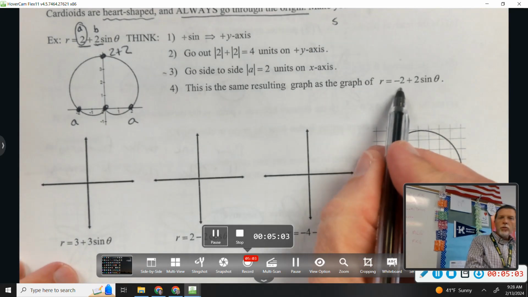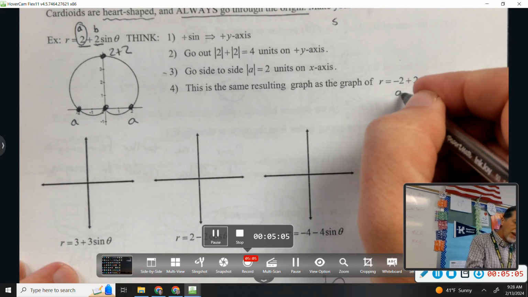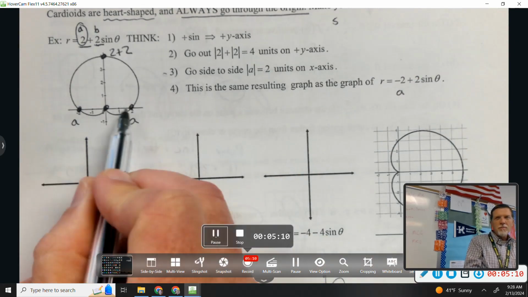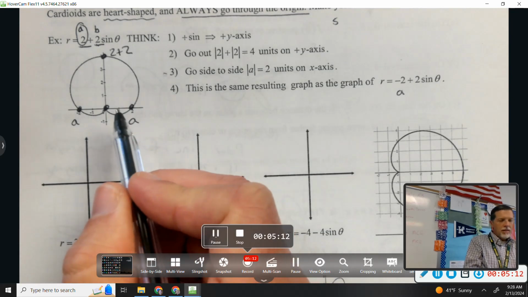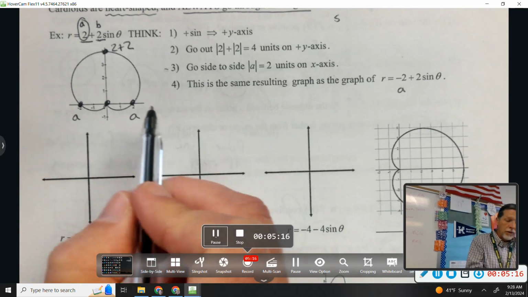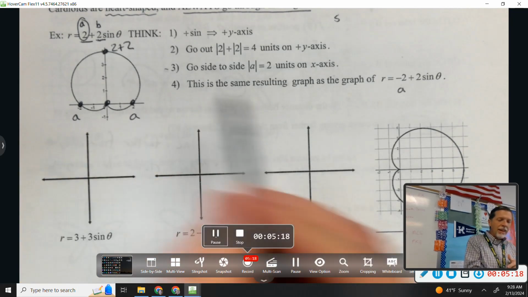If the 2 was negative, that's the A, so that would switch these two, but that really wouldn't matter in terms of the graph. If we were thinking about what order it was graphed, it would matter then. We're not going to worry about that. But at the end of the day, those would be the same pictures.